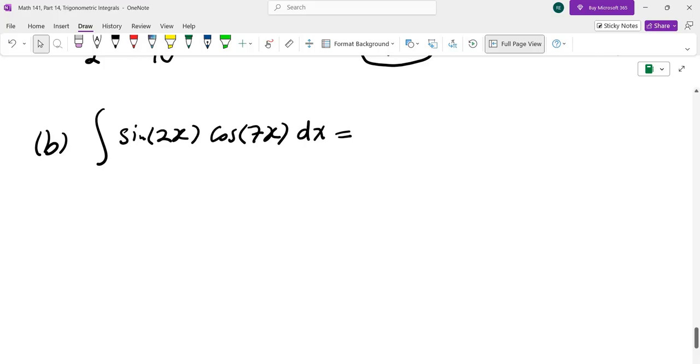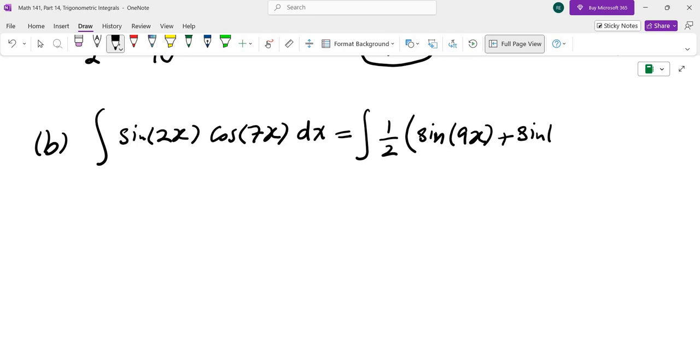So we're going to apply the product to sum formulas. This would be 1/2 sine of the sum, which is 9x, plus sine of the difference, which is negative 5x dx. Just be careful about the order of these two. It would have to be 2x minus 7x, not the other way around, because sine is an odd function. So those two things are actually negative of each other. So we're going to take the 1/2 out.